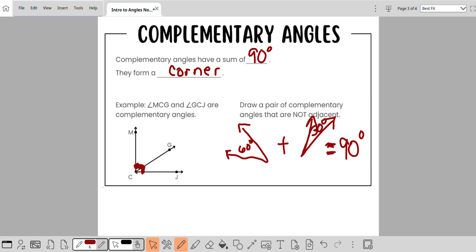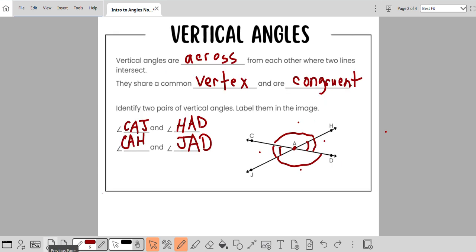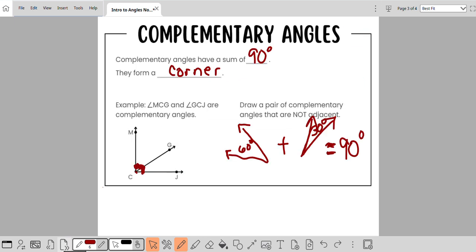Something that I forgot to say a minute earlier, so I'm going to have you go back, is that vertical angles are never, ever adjacent. Okay, they are never, ever adjacent. All right, so I'm going to go back. Okay, so we've done complementary.